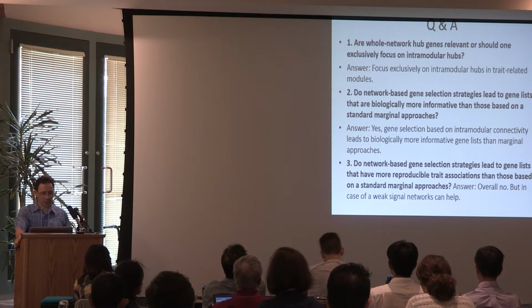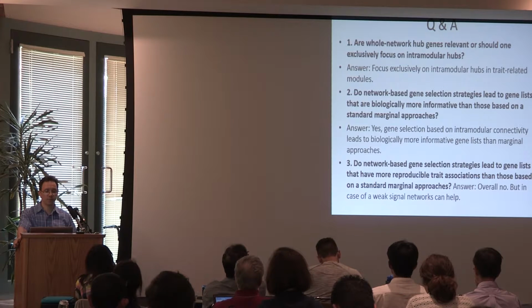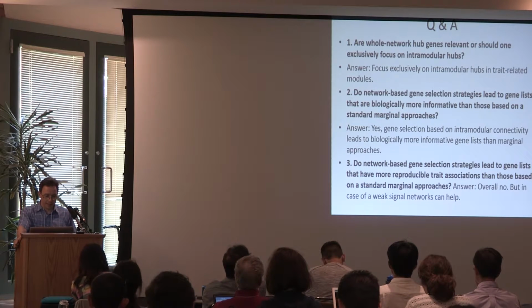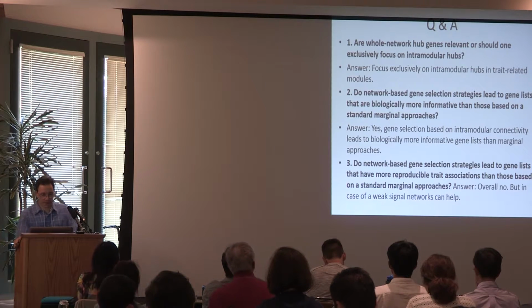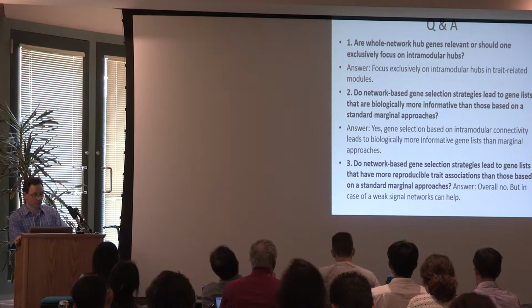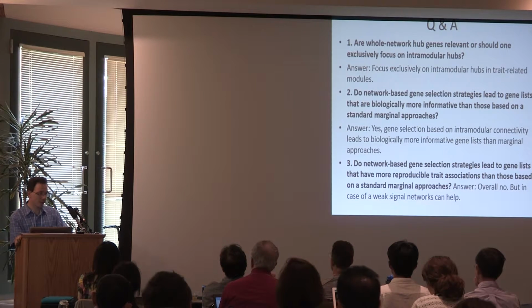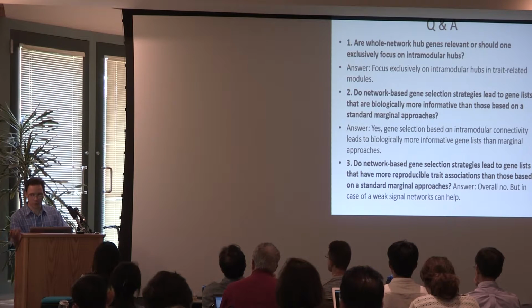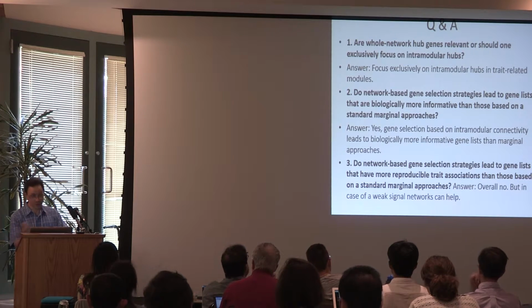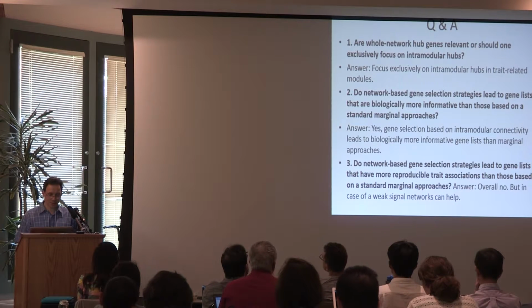So here then are these questions. Are whole network hub genes relevant, or should one exclusively focus on intramodular hubs? The answer is focus exclusively on intramodular hubs. Next question. Do network-based gene selection strategies lead to gene lists that are biologically more informative than those based on standard marginal approaches? The answer is yes. The whole reason why you are at the course is because many of you are either biologists or have collaborators who are biologists, and they use WGCNA. And why is that? Because the method is very good at learning biology, and I'll show you the data that back it up. I do a comparison, the standard method versus the network method. So that's the short answer.